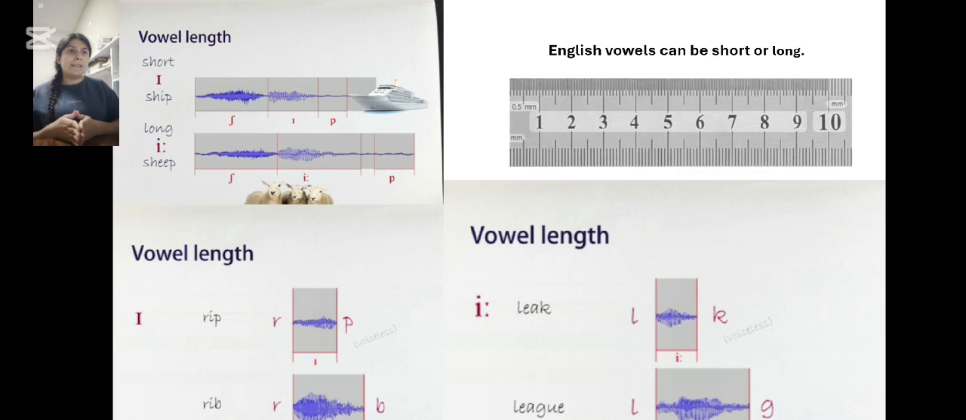Now we can see the obvious examples. For example, for vowel length, when we say ship, we are taking it in a short way, but the long one is sheep, and they are different things. Then rip and reap, then lick and leak. All of them show the vowel's length and the difference between them. As I said, English vowels can be short or long and pronounced in that way.